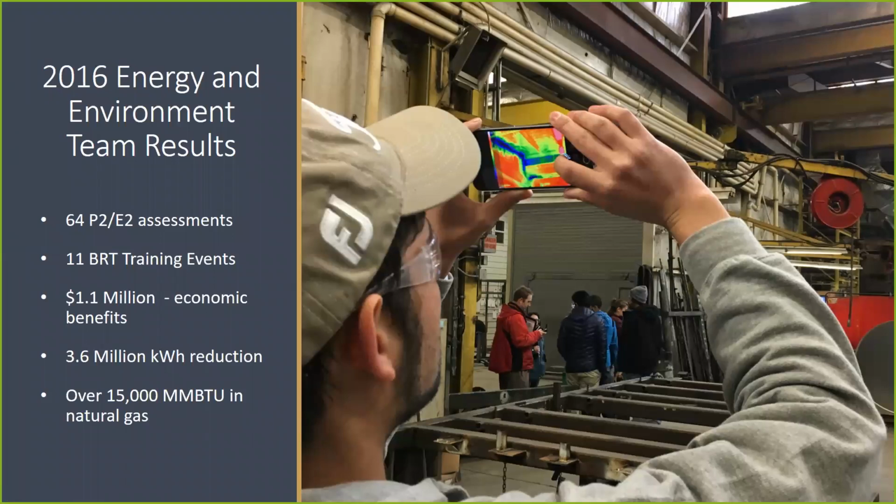Just some numbers. In 2016, PennTAP's Energy Environment team performed 64 P2E2 assessments. They did 2 E3 events. The team also provided 11 school districts and municipalities building retuning, coaching, and training events, and educated 100 individuals on various energy and environmental topics. They provided economic benefits totaling more than $1 million, and eliminated over 3.6 million kilowatt hours of electric use.